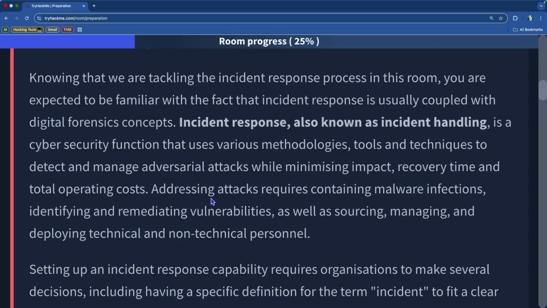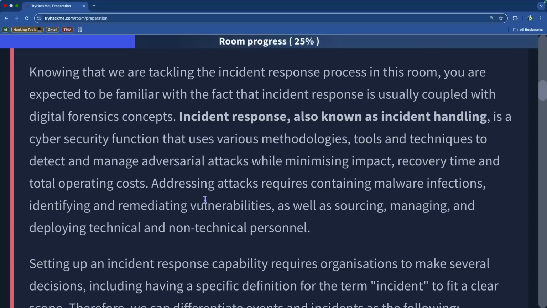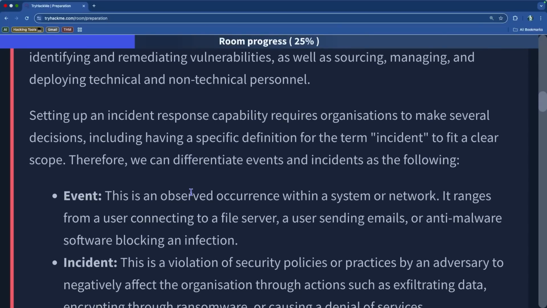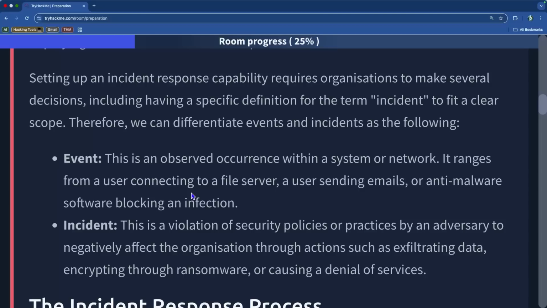Incident response, also known as incident handling, is a cybersecurity function that uses various methodologies, tools, and techniques to detect and manage adversarial attacks while minimizing impact, recovery time, and total operating cost. Addressing attacks requires containing malware infections, identifying and remediating vulnerabilities, as well as sourcing, managing, and deploying technical and non-technical personnel. So setting up an incident response capability requires you to make decisions, and if you do a really good job in advance, you can do a really good job live as the incident is occurring.